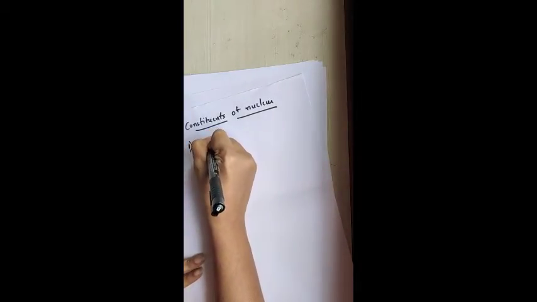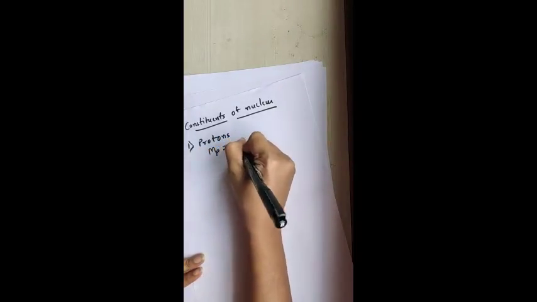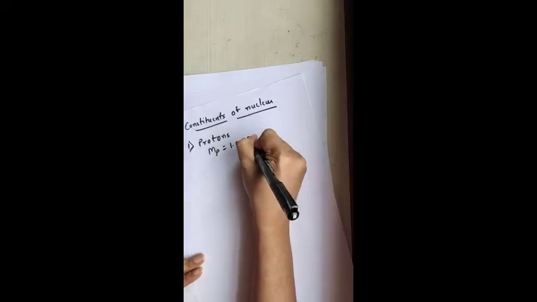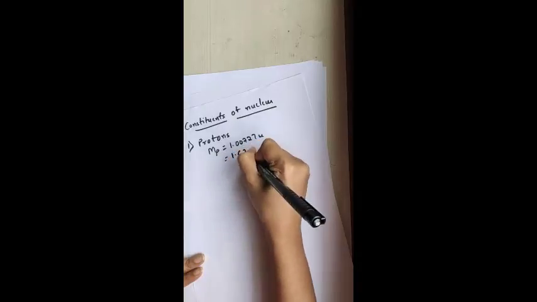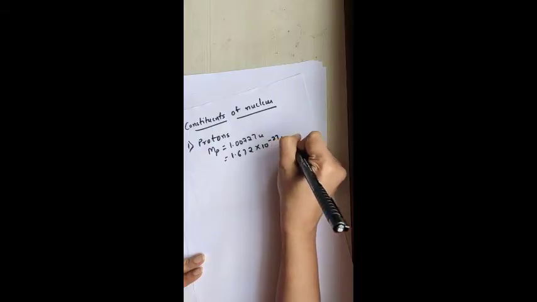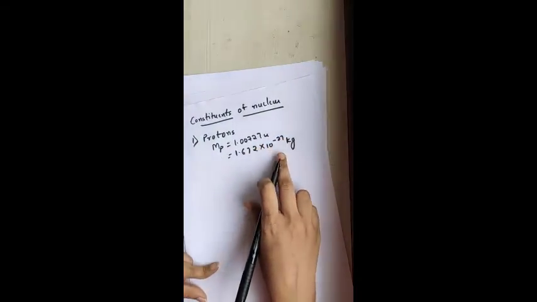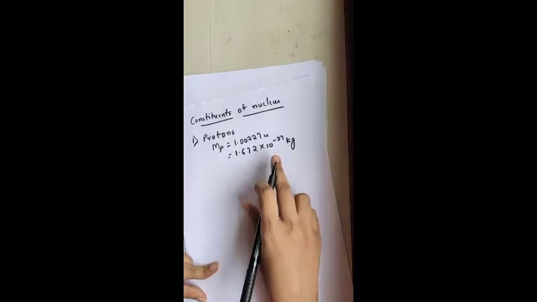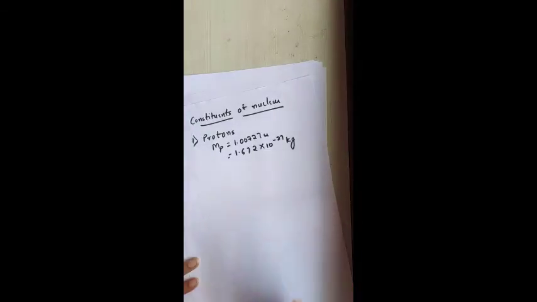So what are these protons? Protons are positively charged particles, and the mass of a proton is around 1.00727 atomic mass units, and in kilograms it is 1.672 × 10^-27 kg. You have to remember both the values, in atomic mass units as well as in kg, because it is helpful in problems. Rutherford discovered the proton.